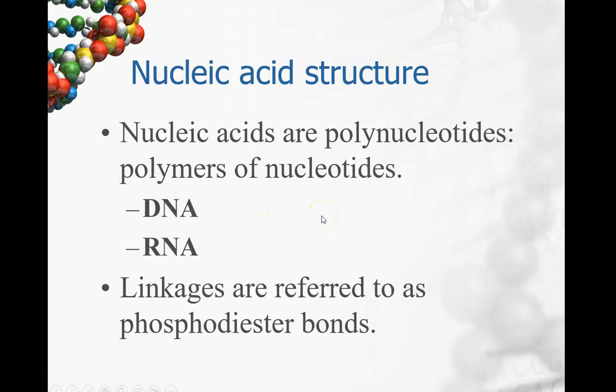We can use nucleotides as building blocks for nucleic acids, and we can make DNA and RNA. And here, when we link our nucleotides or our deoxyribonucleotides, those linkages are phosphodiester bonds.